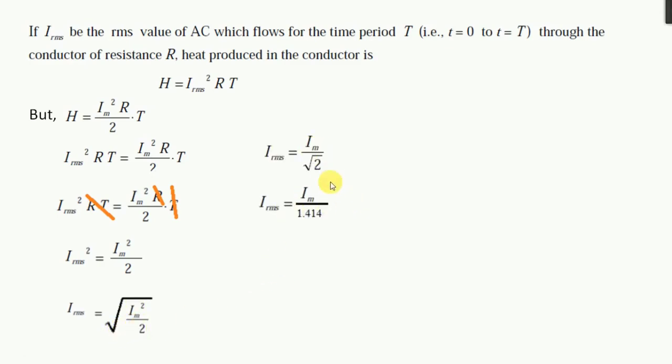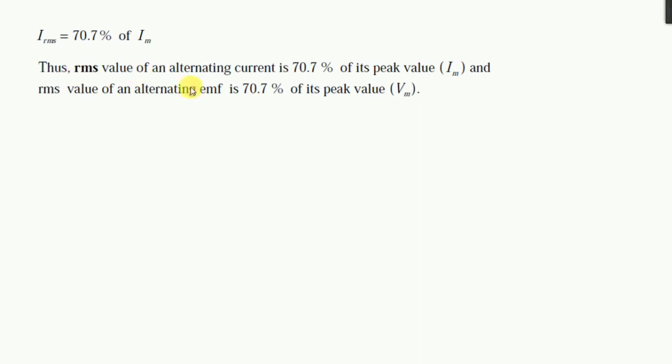If you put the value of root 2, that is 1.414, you will get IRMS is equal to 0.707 Im. So RMS value is equal to 0.707 of peak value. Or we can say IRMS is equal to 70.7% of Im. So RMS value of alternating current is 70.7% of its peak value.